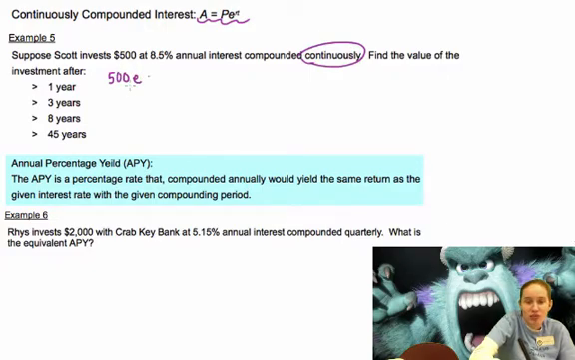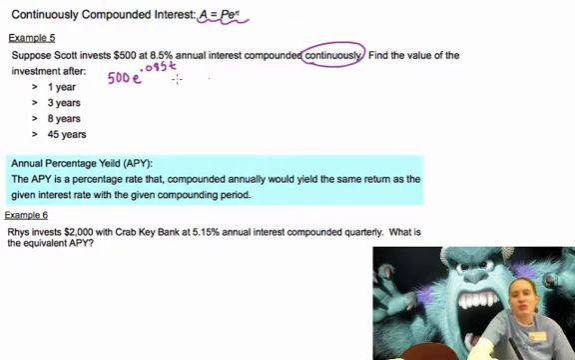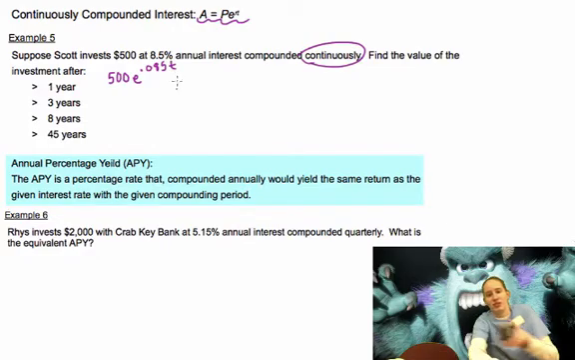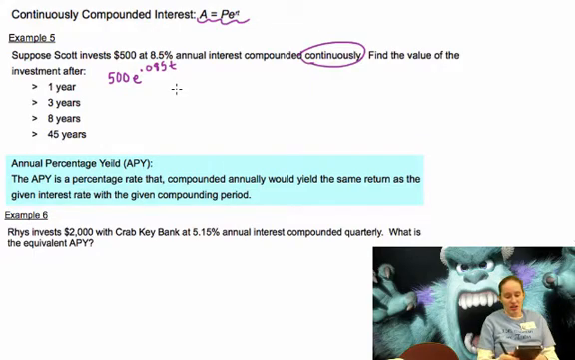E is a button on your calculator, remember. The interest rate is 0.085, and then I'll leave this as T. What we're going to do is plug in 1, 3, 8, and 45 and see what that gives us. So get on your calculator, type 500, and then find the E to the X button over on the left side. Second LN is what it is on most calculators, and then put 0.085. We're going to do times 1 for the first one.